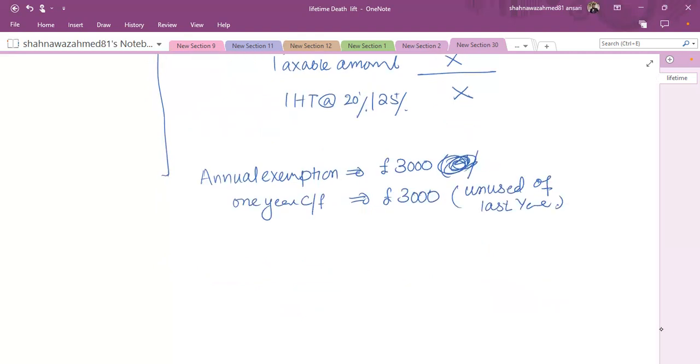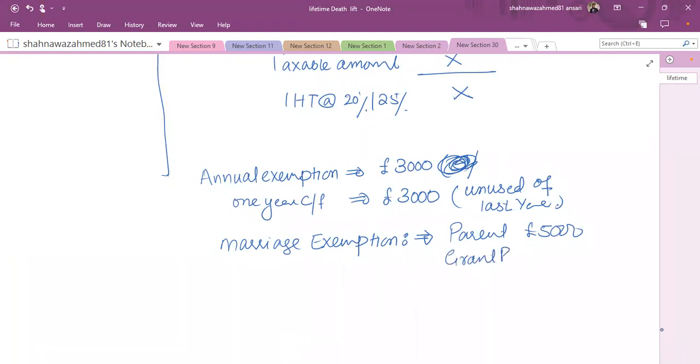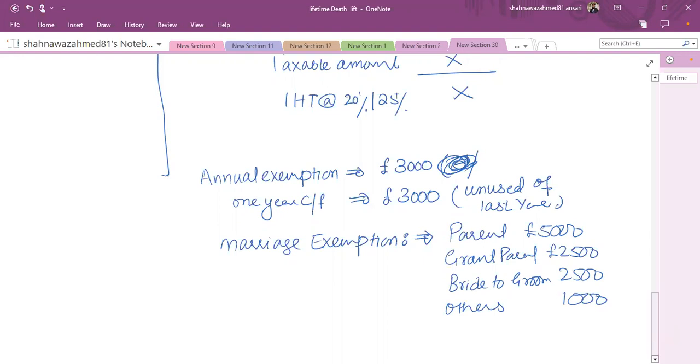And along with this, there is marriage exemption. In case of marriage, if someone gives a gift, then again, the marriage exemption applies. So from the parent's point of view, the amount of exemption is 5,000. From grandparents, it's 2,500. From bride to groom, or groom to bride, 2,500, and others, 1,000. Up to these values, it is exempt.